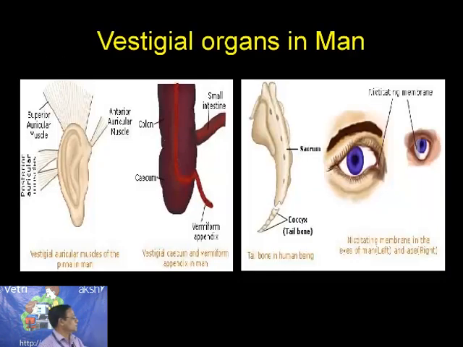See, here is a picture. One example, the auricular muscles. These are all the muscles placed in different places, anterior, posterior and superior. And these muscles were functional in our ancestors. That is where they had the ability to move the earlobe just like an elephant.